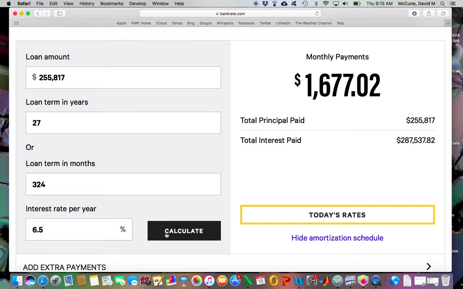1677.02, okay? Much larger than the $1,100 I had a second ago, right? This is like $500 more, $600 more. It's about a 50% increase over the previous mortgage payment. So this is significant, right? This family has to now find an extra $600 a month to pay for their house.